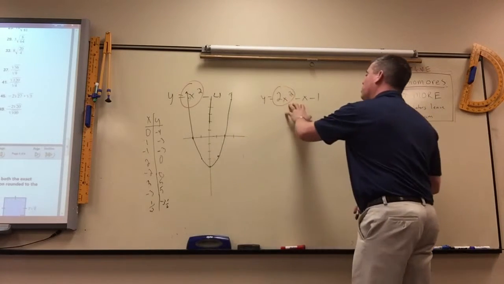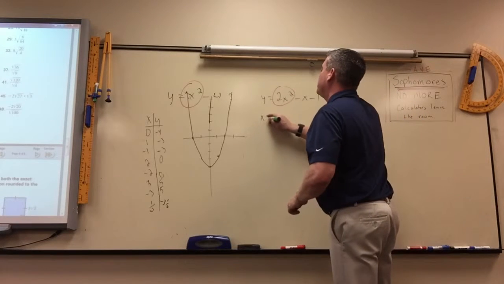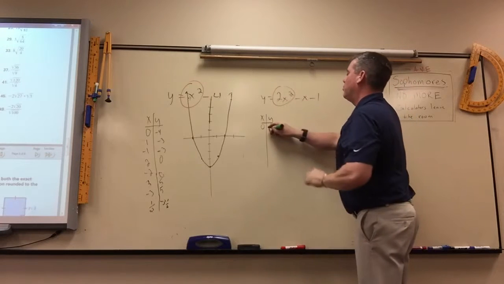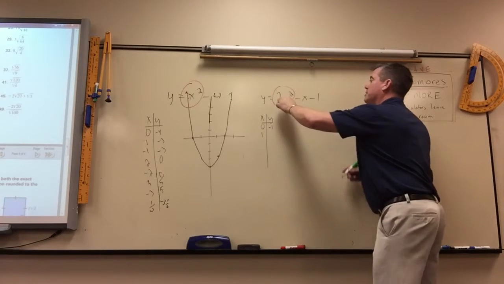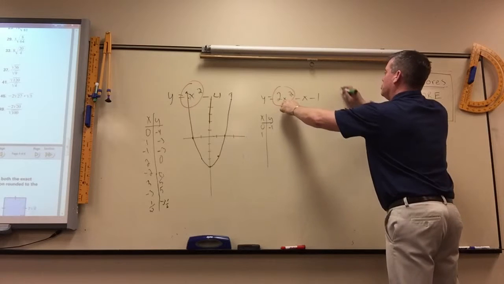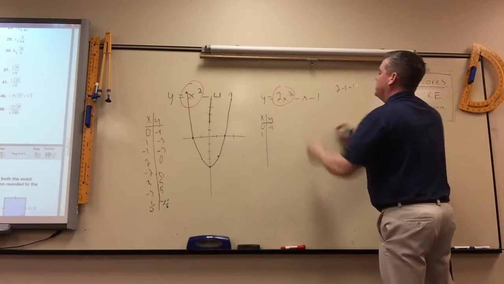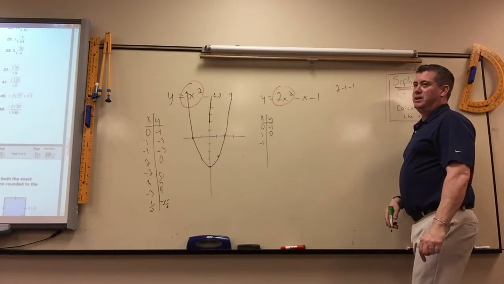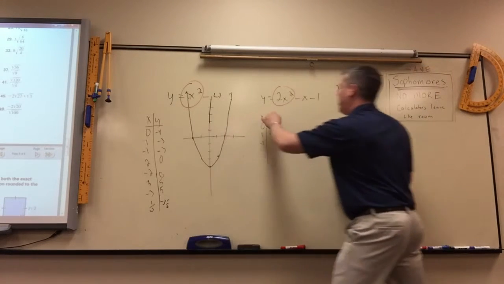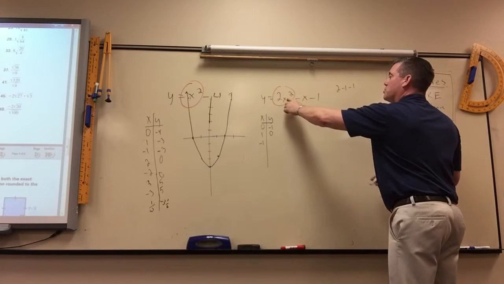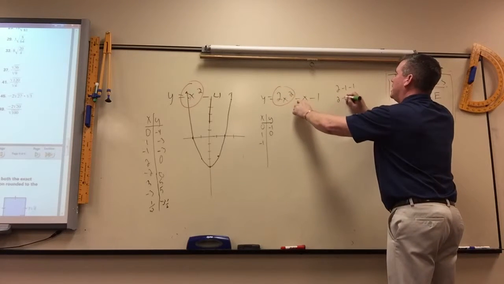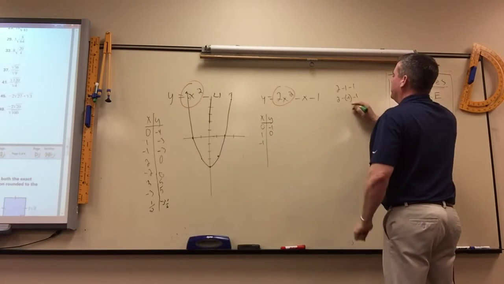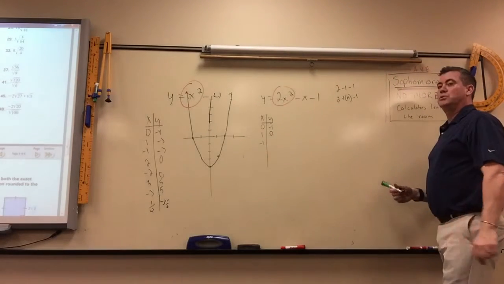Again, we could just plug in random values. If I put 0 in, I'd get negative 1. If I put 1 in, 2 times 1 is 2, take away 1 is 0. If I put negative 1 in, here's where they're not going to be the opposite like it was here. 2 times negative 1 squared is also 2, but then I'm taking away a negative 1, minus 1 is 2.